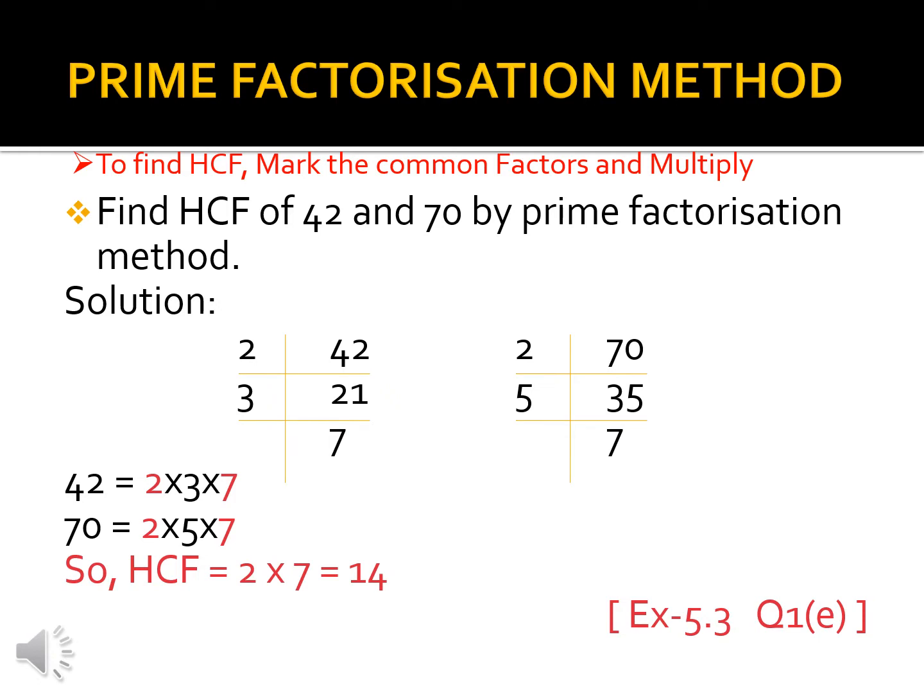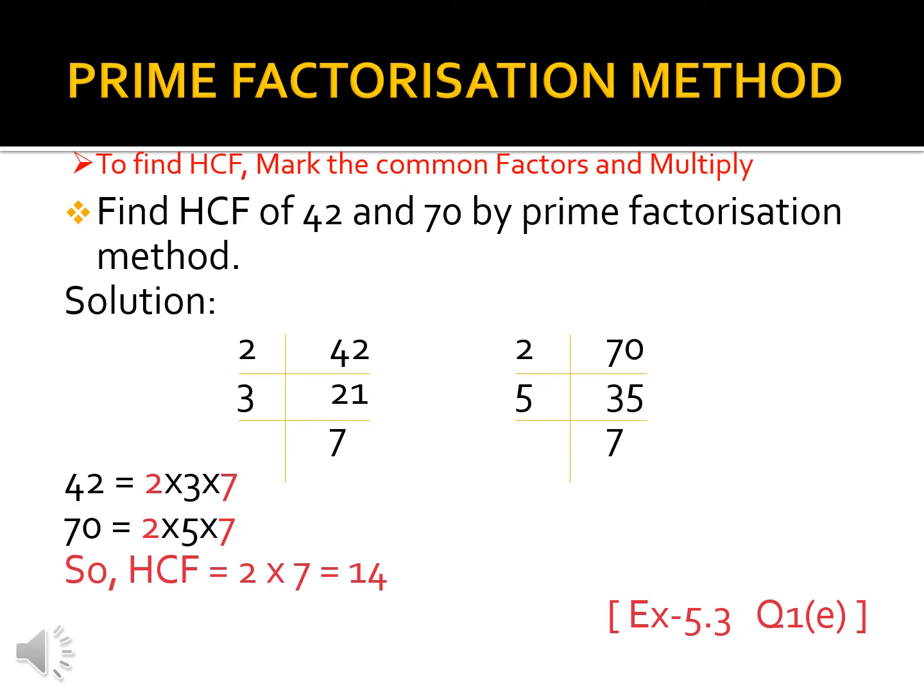And now let us try to represent 42 and 70 as the product of their prime factors. So 42 can be written as 2 multiplied by 3 multiplied by 7. 70 can be written as 2 multiplied by 5 multiplied by 7.